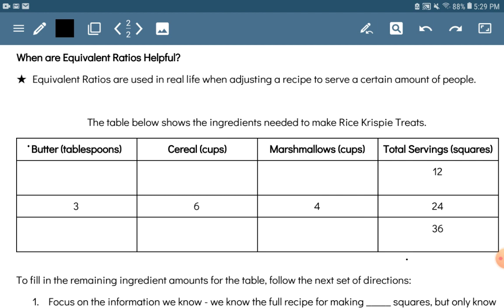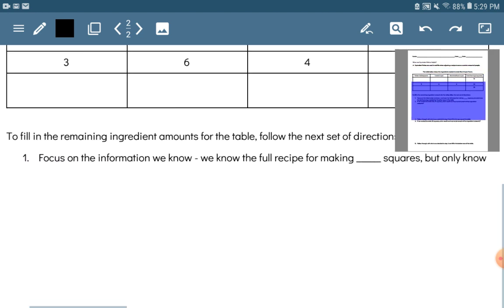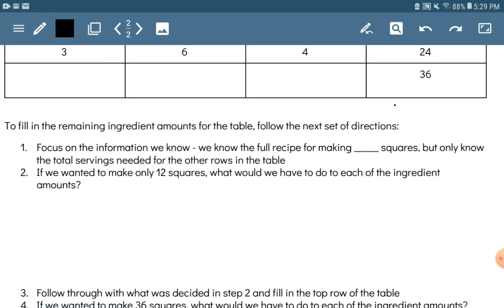So the table below shows the ingredients in the recipe to make Rice Krispie treats. If you notice, there are some spots missing in that table that we're going to have to fill in using equivalent ratios. So I'm going to have to be scrolling up and down to do this, but go ahead and follow along with me. To fill in the rest of this table, we're going to follow these steps.